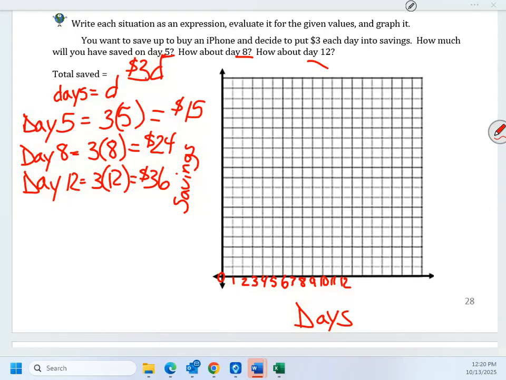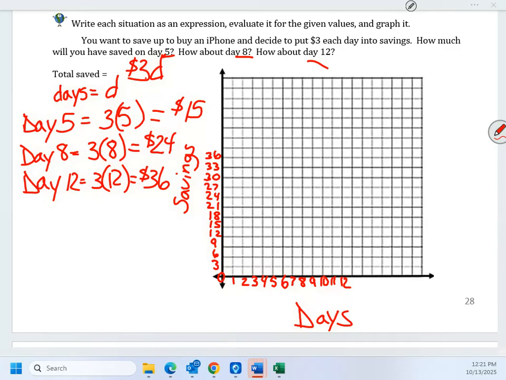Looking at my expression, what might I want to skip by, Grace? 3. 3s, because I know it's going up by 3s every time. Then I don't have to deal with the halfway marks. Because I know all of my answers are a multiple of 3. So I'm going to skip by 3s here. 3, 6, 9, 12, 15, 18, 21, 24, 27, 30, 33, 36. I don't have to go any farther because the highest number I have is $36.